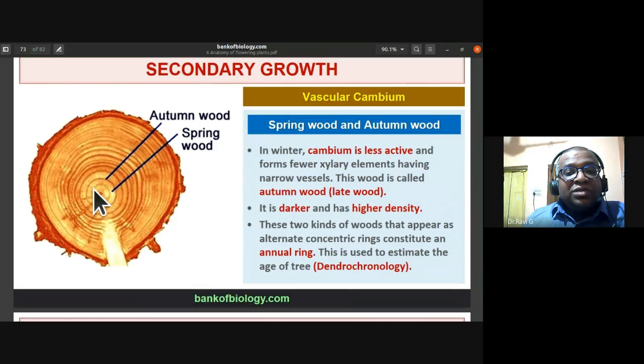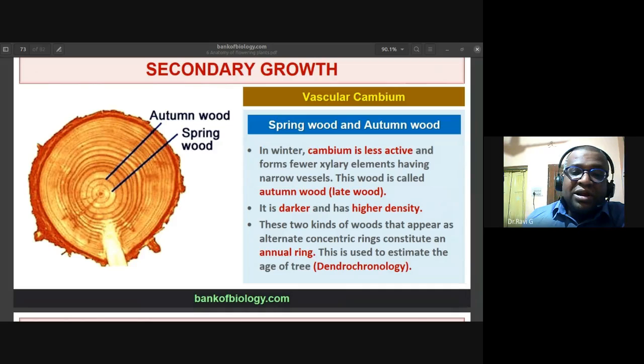So these two kinds of wood appear as alternate concentric rings. You notice that there is a spring wood and there is an autumn wood. They are in concentric circles. They appear as alternate concentric rings. These two kinds of wood, that is the spring wood and autumn wood, together we call it an annual ring.